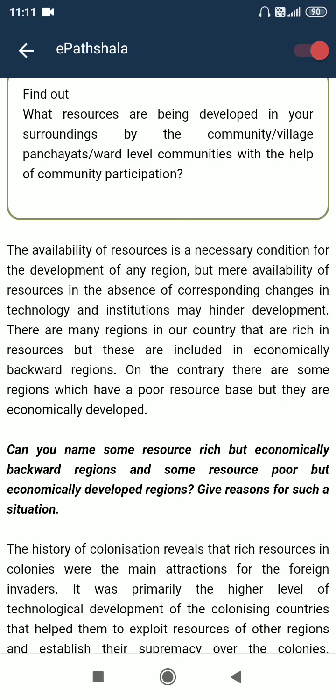Can you name some resource rich but economically backward regions and some resource poor but economically developed regions? Give reasons for such a situation.